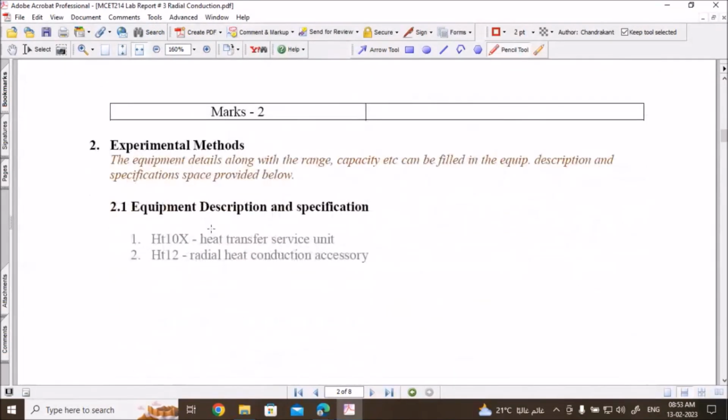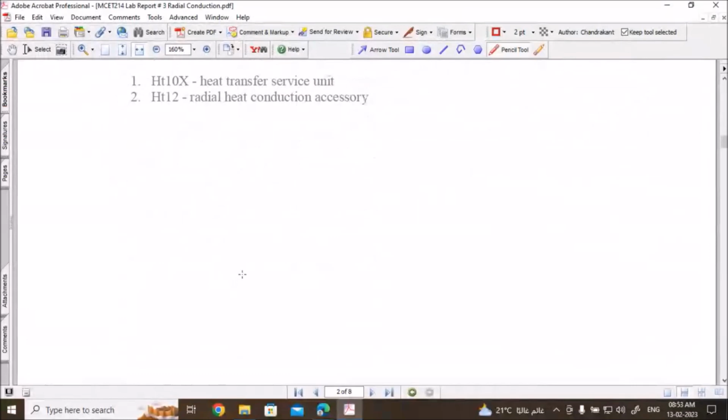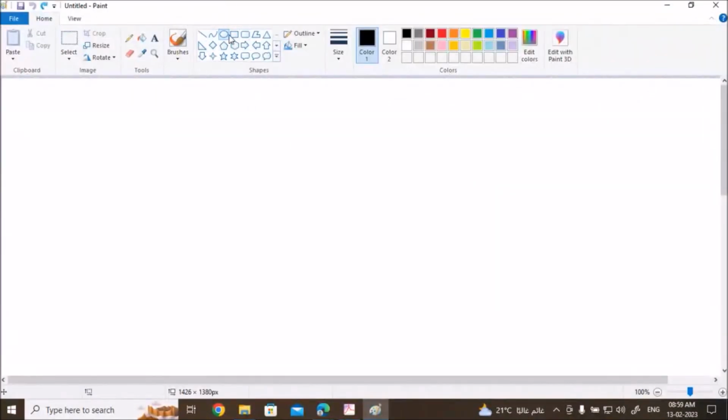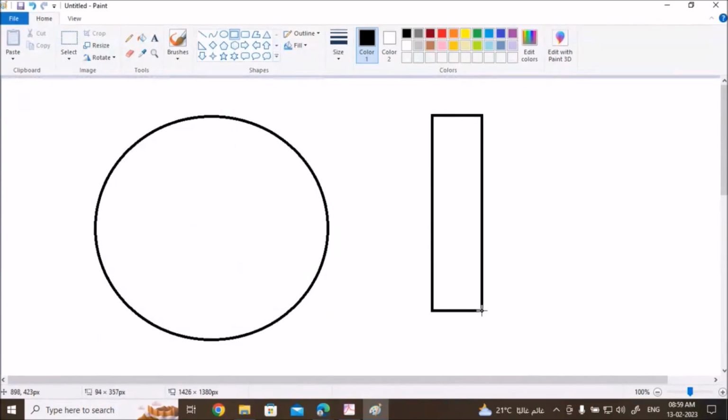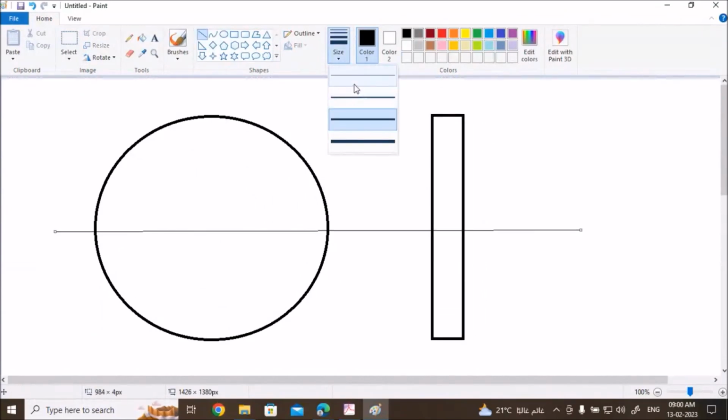the experimental description. So what is this radial heat conduction accessory? If you see from the top view, you can see the circular disc, and if you see from the side view, it is a rectangle. At the center there is a circular heater, through which heat current is flowing. So this is a heater.